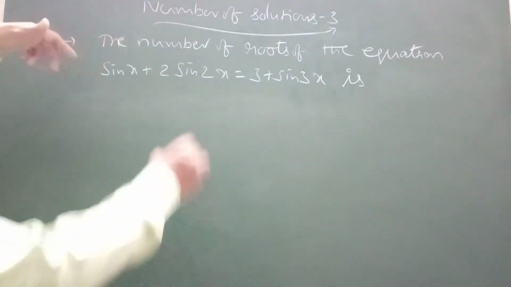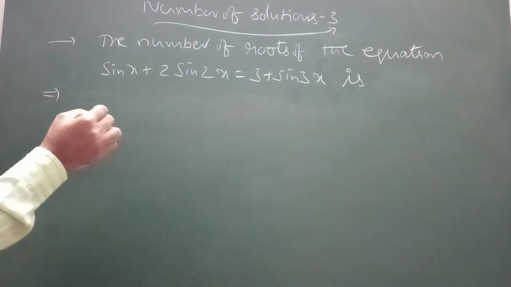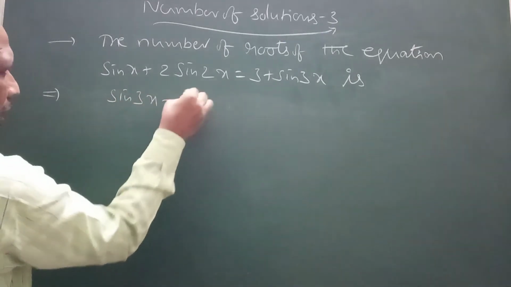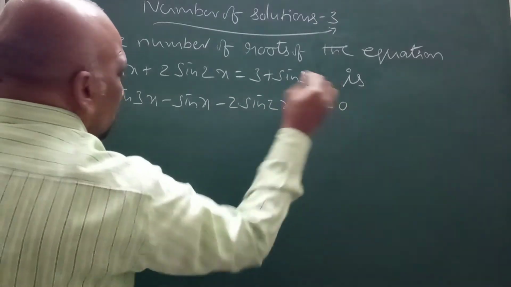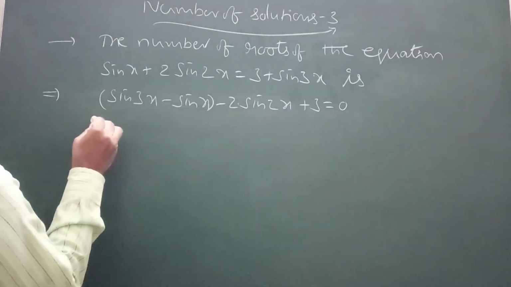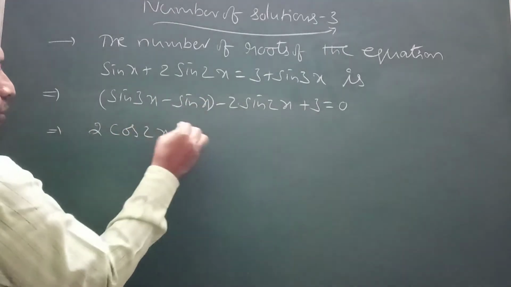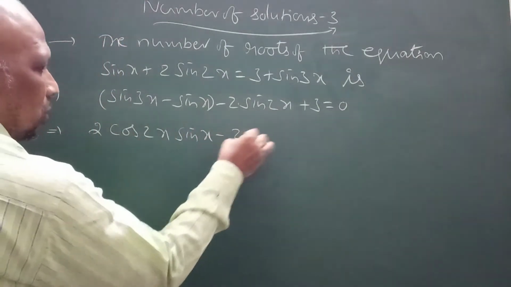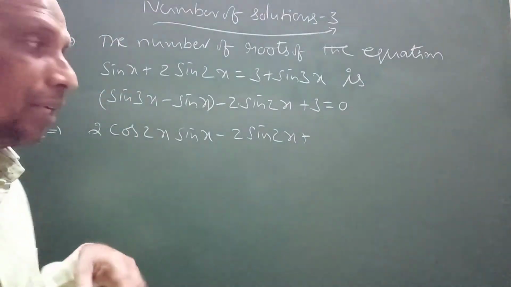Now this one I can make convenient. Transferring terms to one side, I can write sine 3x minus sine x minus 2 sine 2x plus 3 equal to 0. I just transferred the terms to one side. Now this is sine c minus sine d. Applying sine c minus sine d, we get 2 cos of (c plus d) by 2 sine of (c minus d) by 2, minus 2 sine 2x, plus 3.